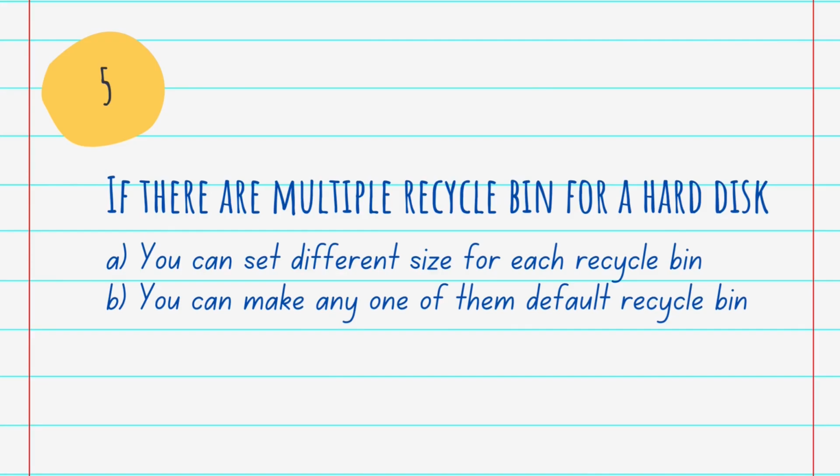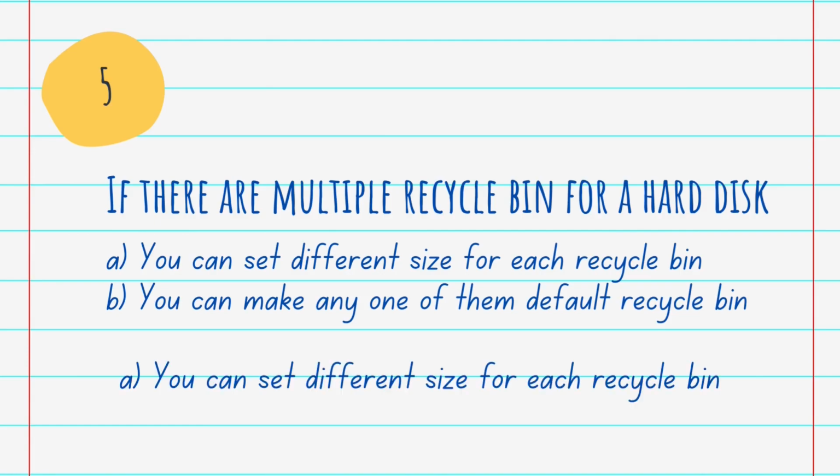Okay, next, if there are multiple recycle bins for a hard disk, A, you can set different size for each recycle bin, B, you can make one of them the default recycle bin. And the answer is A, you can set different size for each recycle bin.